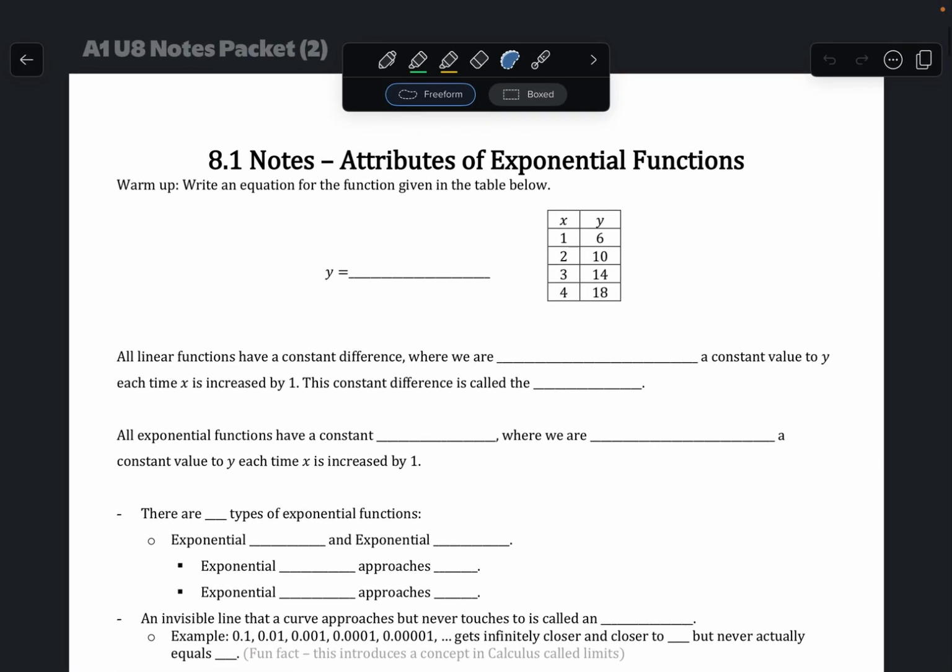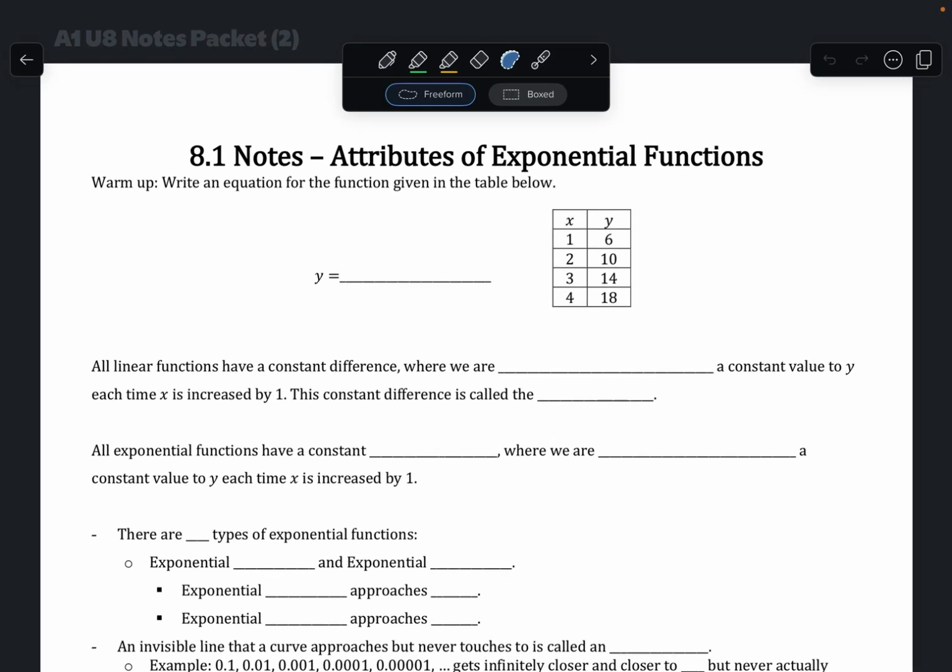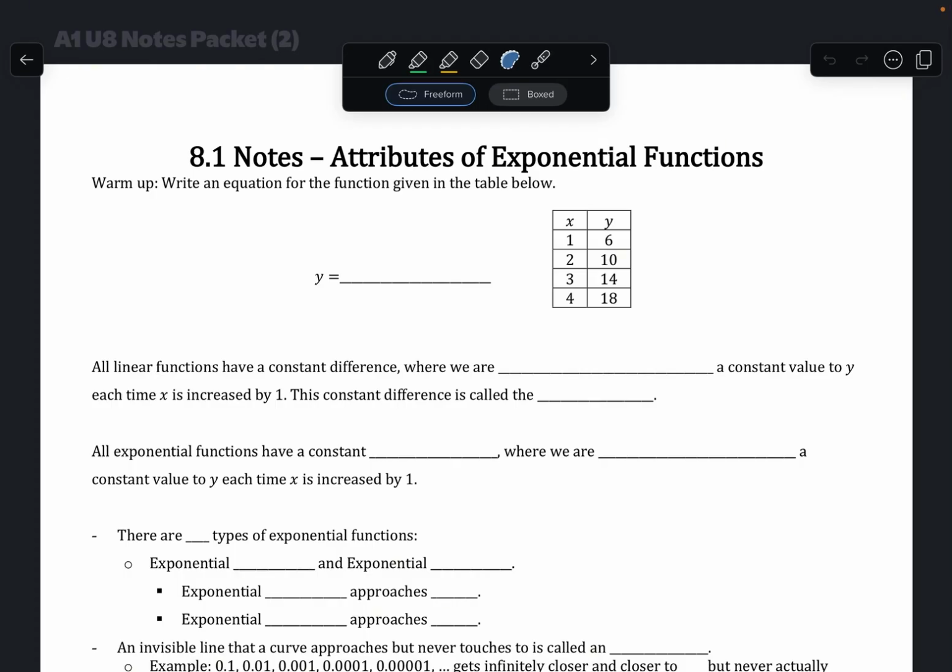All right, in this lesson, we are introducing exponential functions. And so as a warm-up, we are writing an equation for the function given in the table below. And so first, I like to see what's happening in this table. My x's are going up by 1 each time. And then my y's, from 6 to 10, that's 4. From 10 to 14, that's 4. And from 14 to 18, that's 4. And so we can tell this is linear.